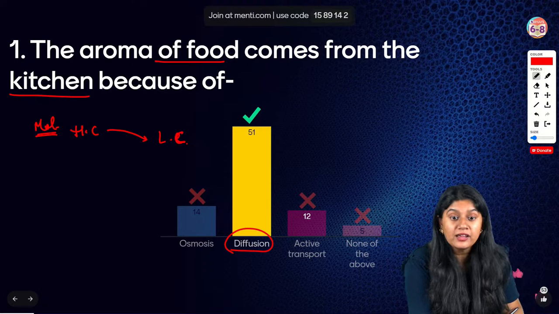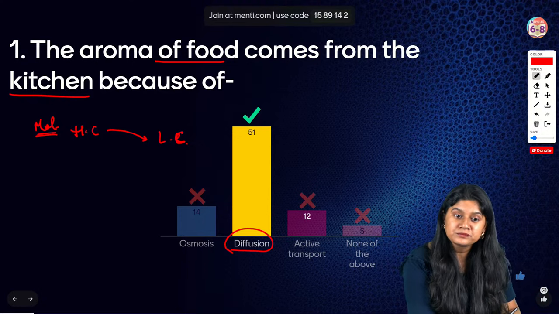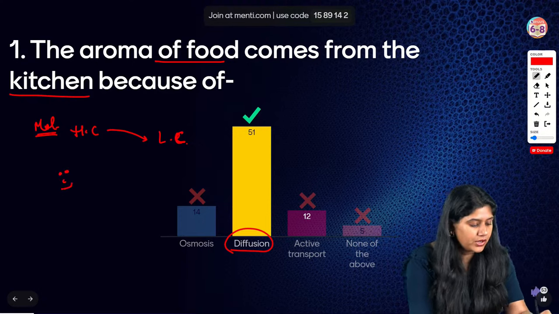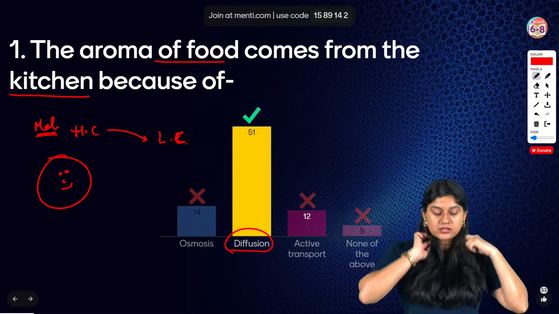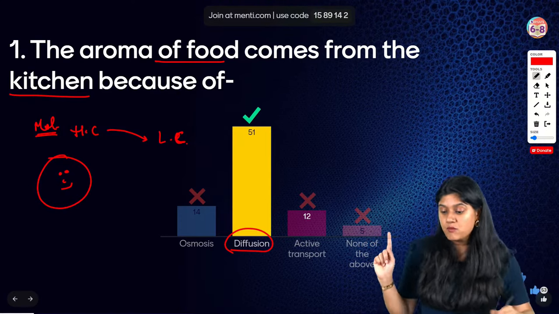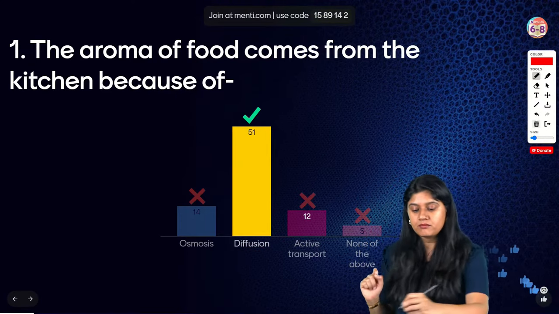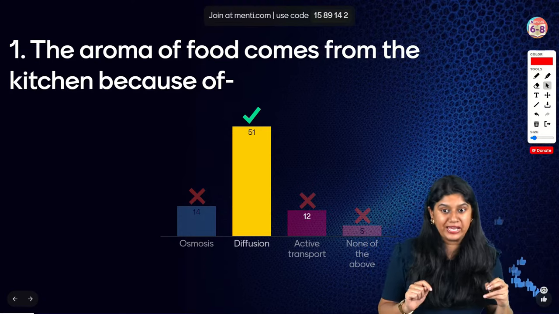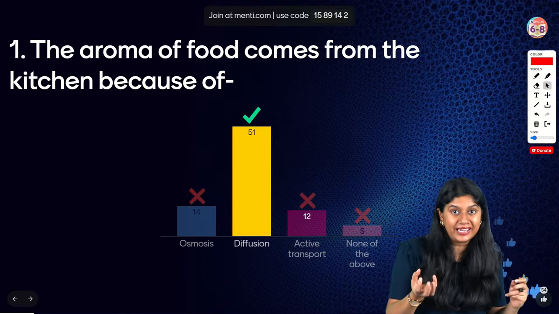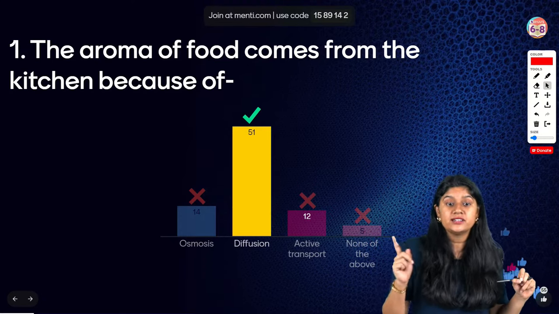We don't need a membrane. Clear? Yes, we don't need a membrane. So the correct answer over here is the diffusion. Can you name one more example of this? We have one more example in our textbook. If you drop an ink in a glass of water, that is also diffusion.